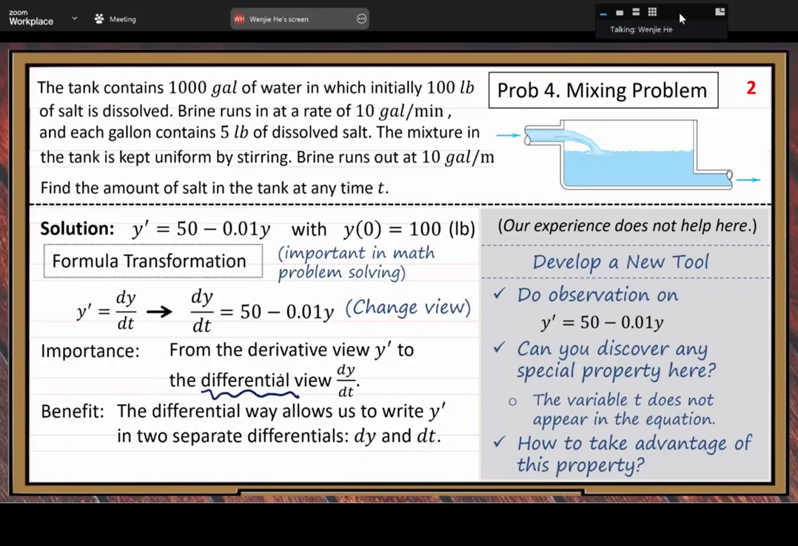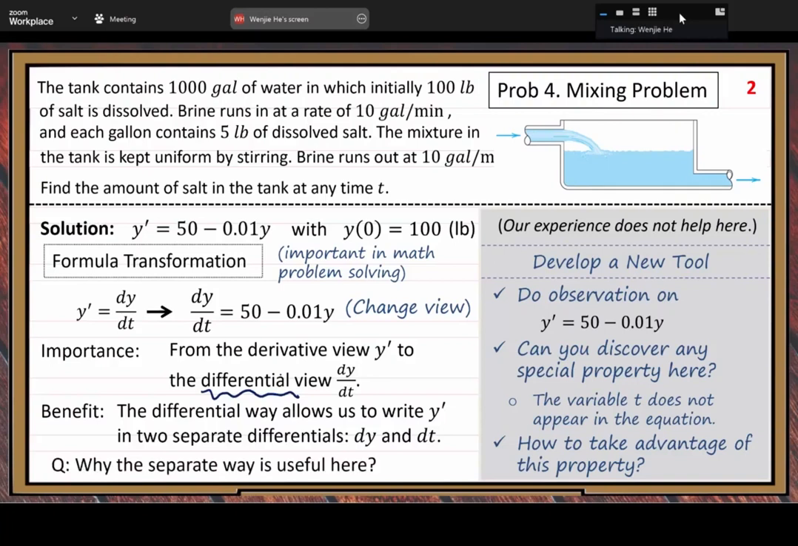Based on my experience in the previous 2 semesters, many students are not familiar with the differential concept. When I talk about differentials, I see many students feel puzzled and not very comfortable. So I will give you some background information about differentials, because this calculus concept is very important and you need to pick it up.